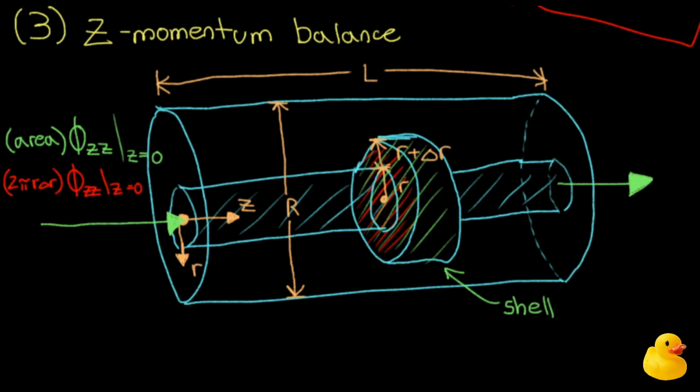So now we can move on to the other side, which is here. The same things apply. It's still the same area, so it's 2 pi r delta r, and still the same subscripts, because it's still the momentum in the z direction with the fluid moving in z, but this time it's when z equals L, because it's all the way at the end.